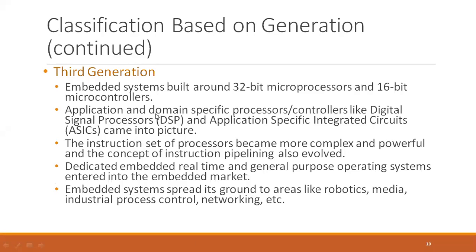And the third generation embedded systems are built around 32-bit microprocessors and 16-bit microcontrollers, right? Application and domain-specific processors and controllers like digital signal processors and application-specific integrated circuits came into the picture. They have been included in third generation embedded systems. The instruction sets of processors became more complex and powerful, and the concept of instruction pipelining also evolved.